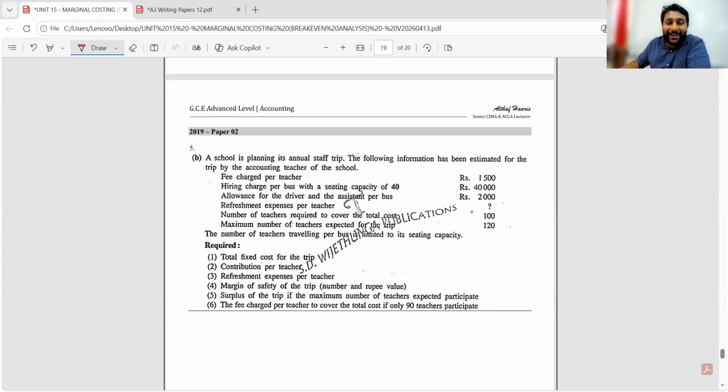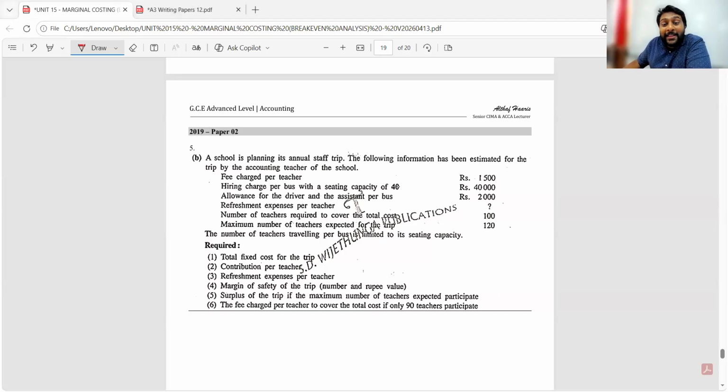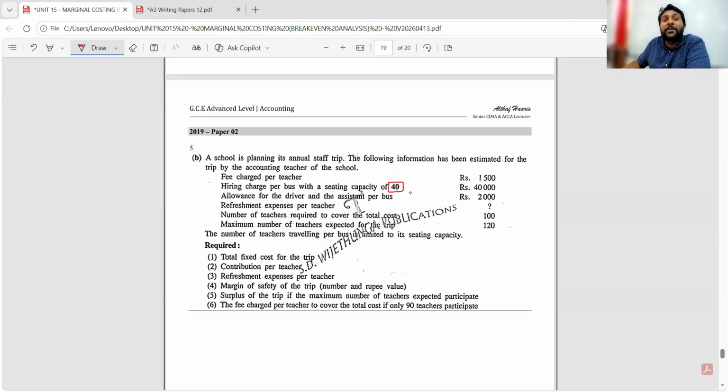This is an important point that they have highlighted. One bus capacity is only 40. If there are 41 teachers, 2 buses. Yes or no? Think practically. If there are 41 teachers, 2 buses. Then 40,000 directly will go up to how much? 80,000. You have to think about that. 40,000 directly goes up to 80,000 if 41 teachers are there.